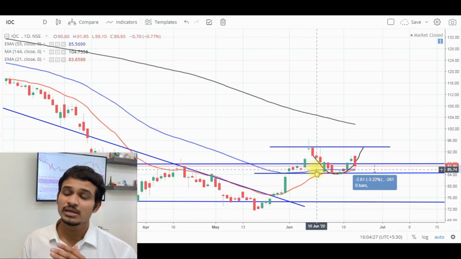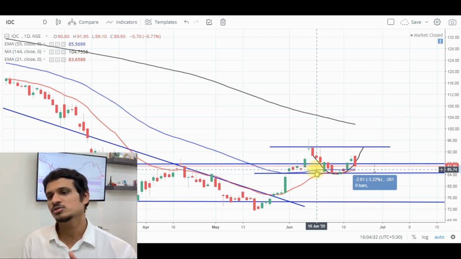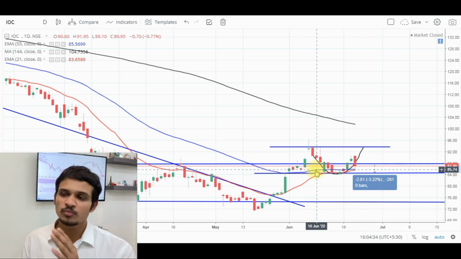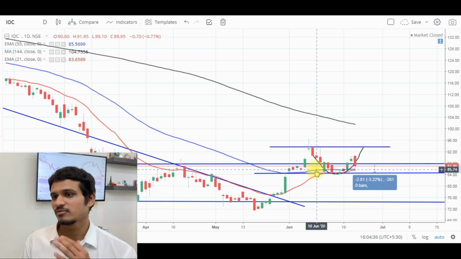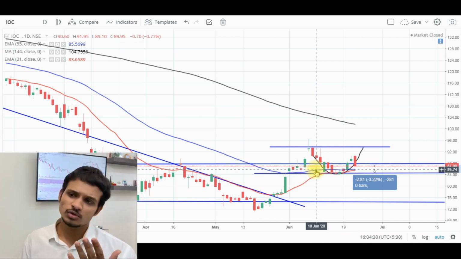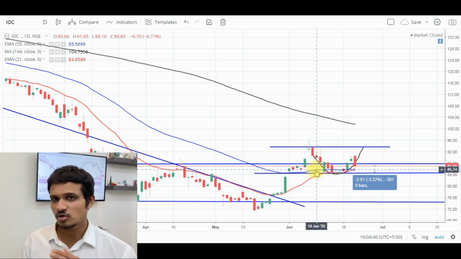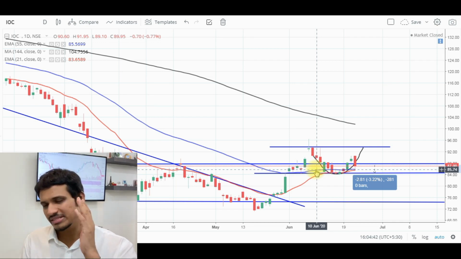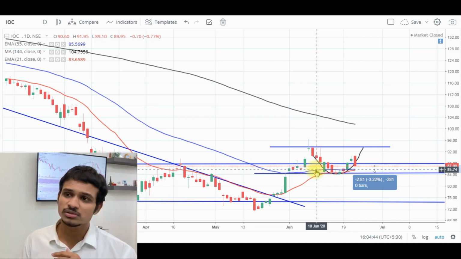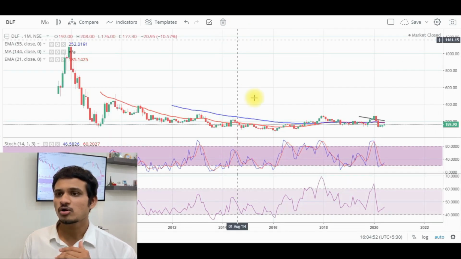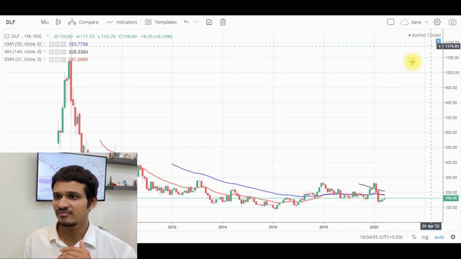The process will be one in which the price will try to make higher highs and higher lows in a systematic manner. It won't be a rocket launch as most of us expect it to be. So we need to be patient with this stock of IOC. Recently it has been in the news for some reasons, so maybe we can see some rapid activity in this stock of IOC. Moving on, this is the stock of DLF and we'll be analyzing DLF again.